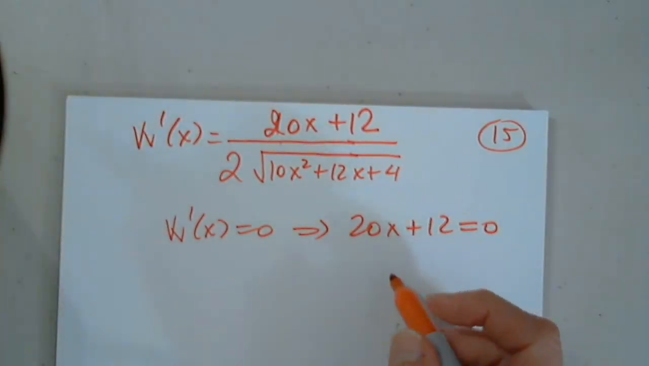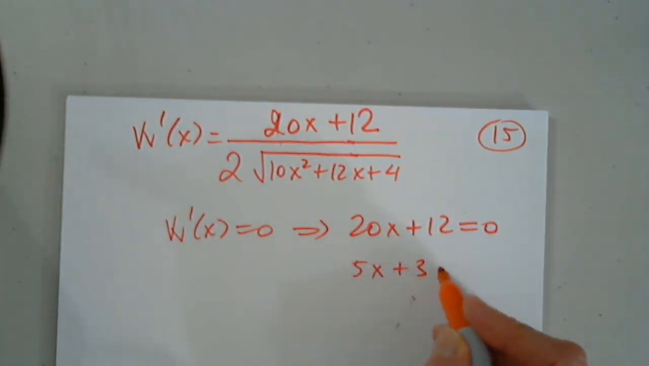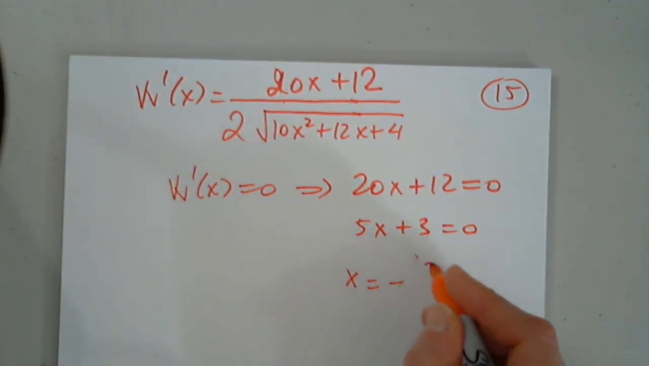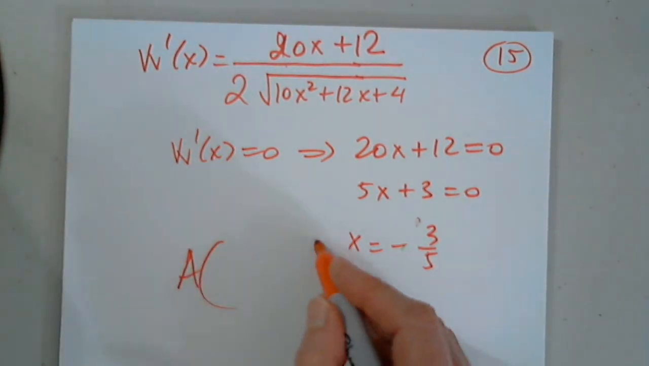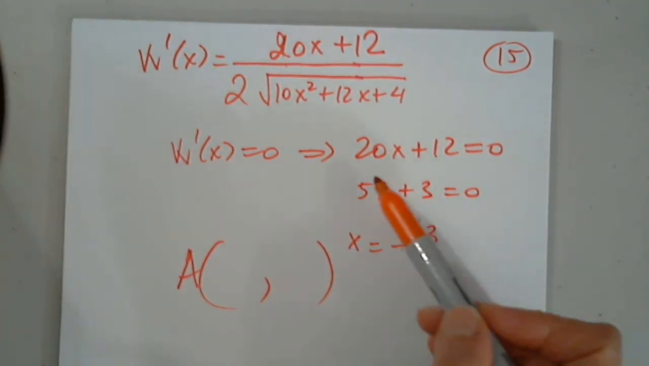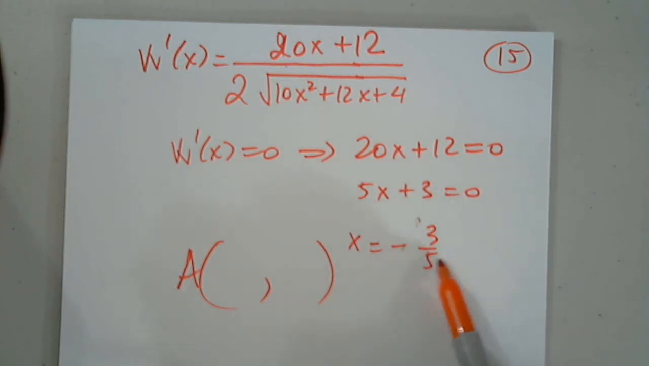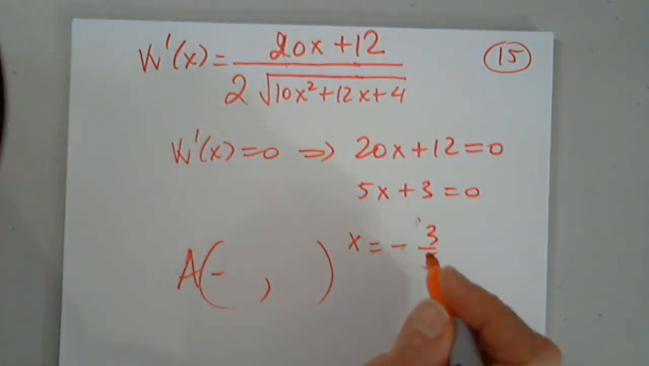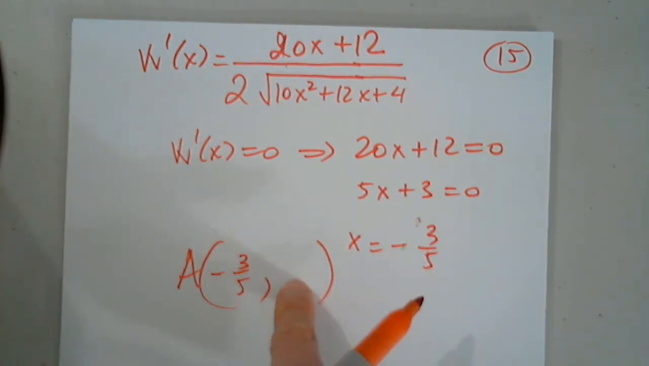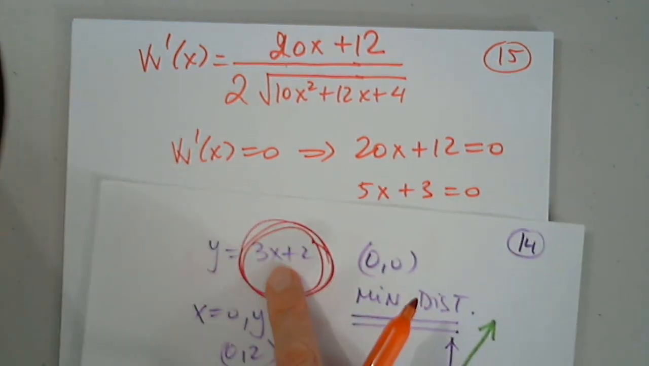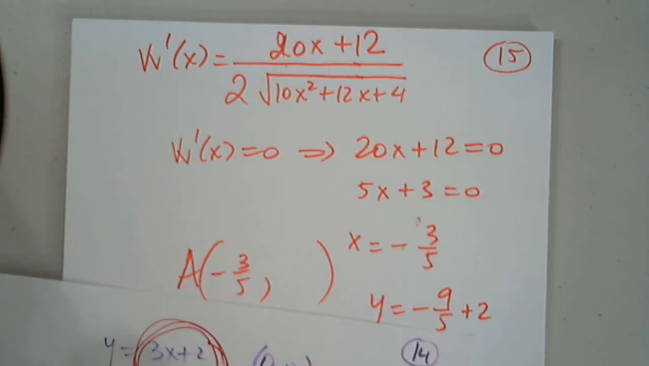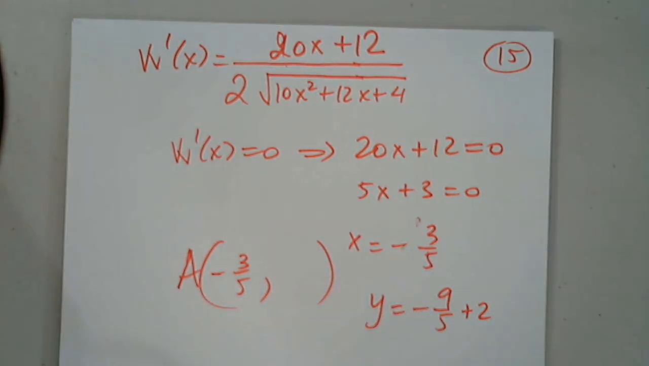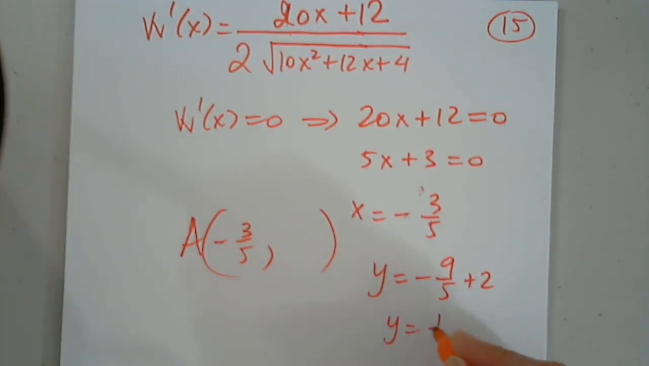I'll divide by 4. Watch my numbers, don't trust me. Not today anyway. So I divided by 4. Now I don't trust myself. I think I'm okay. So I determined that A has x equals negative 3/5. How do I determine y? Plug it in. So then y will be negative 9/5 plus 2. Negative 9/5 plus 2, correct? And then this is y equals 1/2.